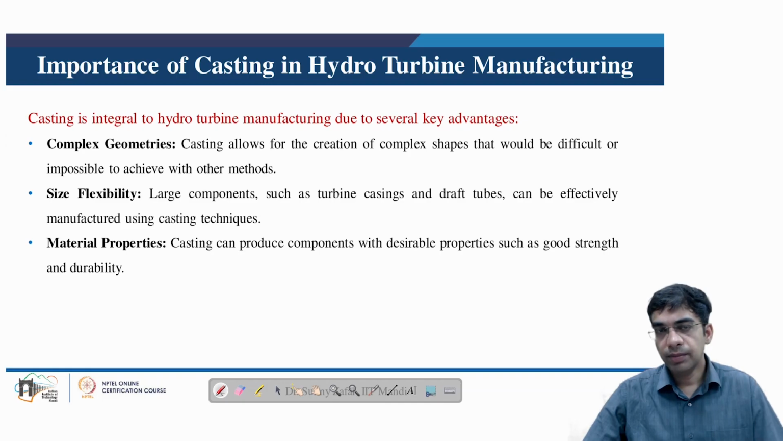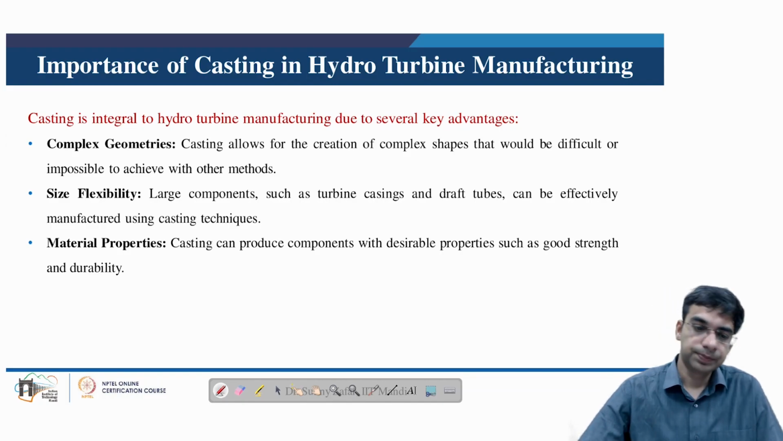Then come the material properties which are yielded from the casting process. Casting can produce components with desired properties such as strength and durability, because by controlling the microstructure during the cooling of the casting we can tailor these properties as per the need of the application.